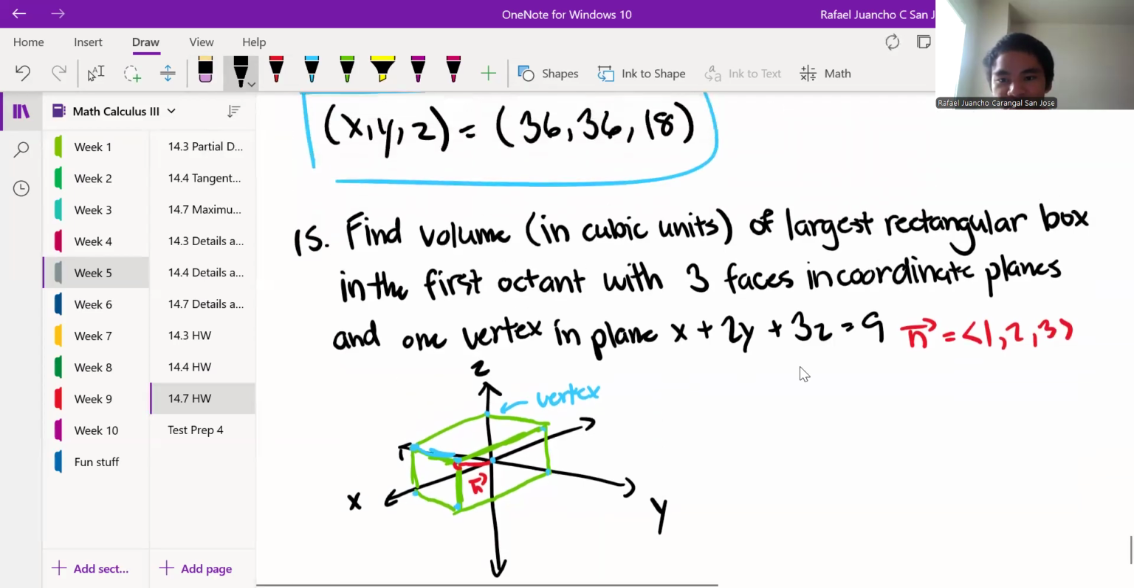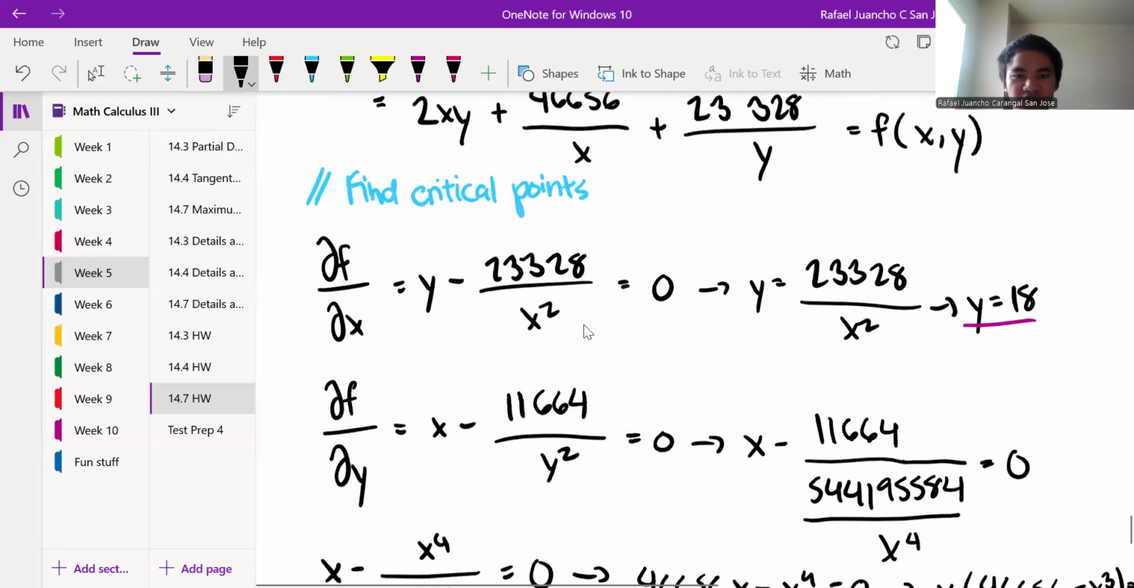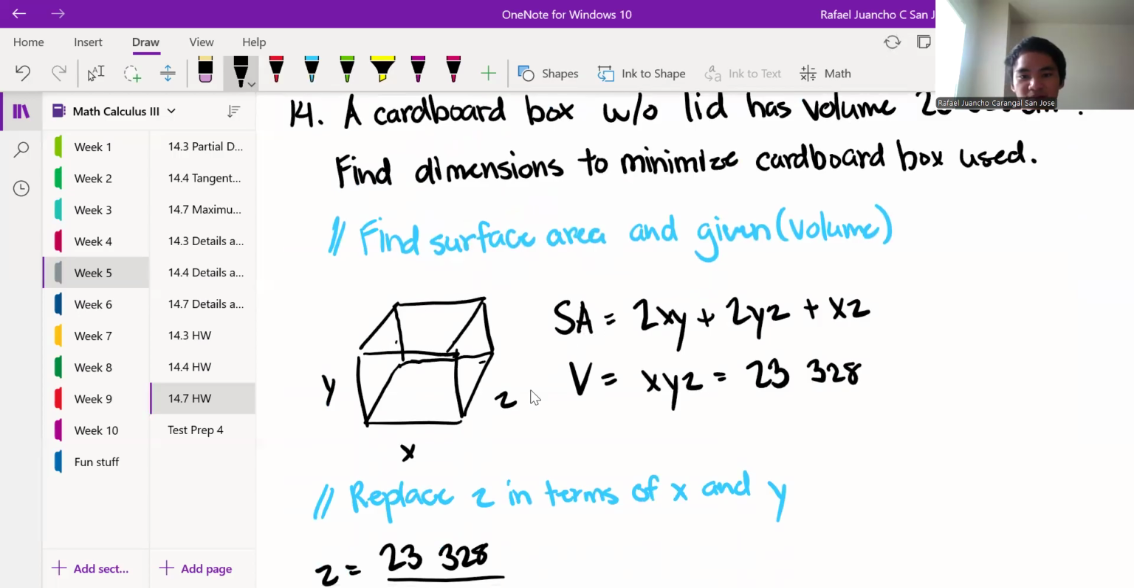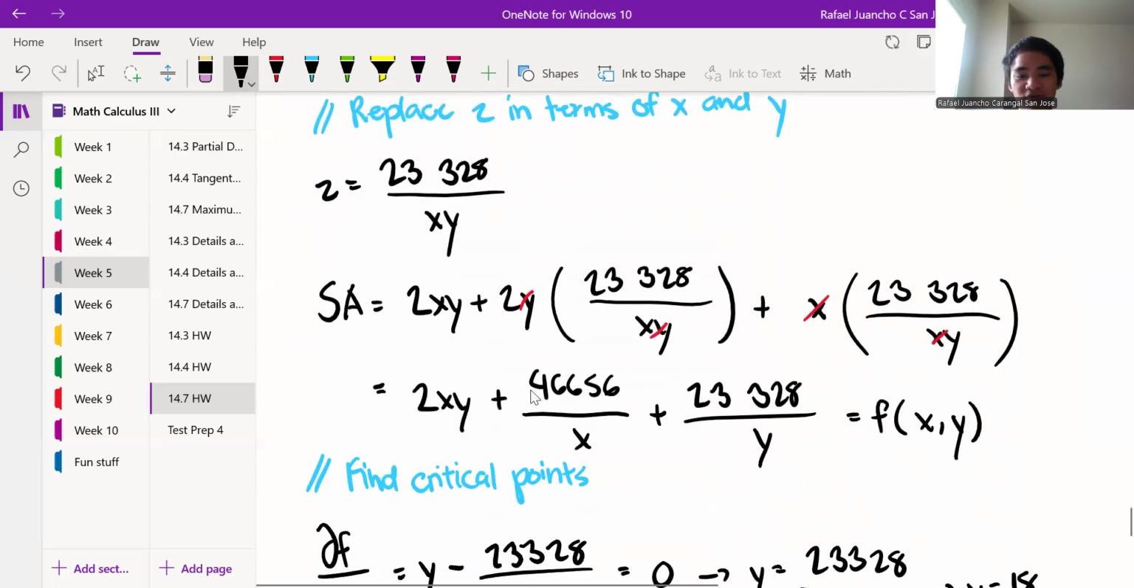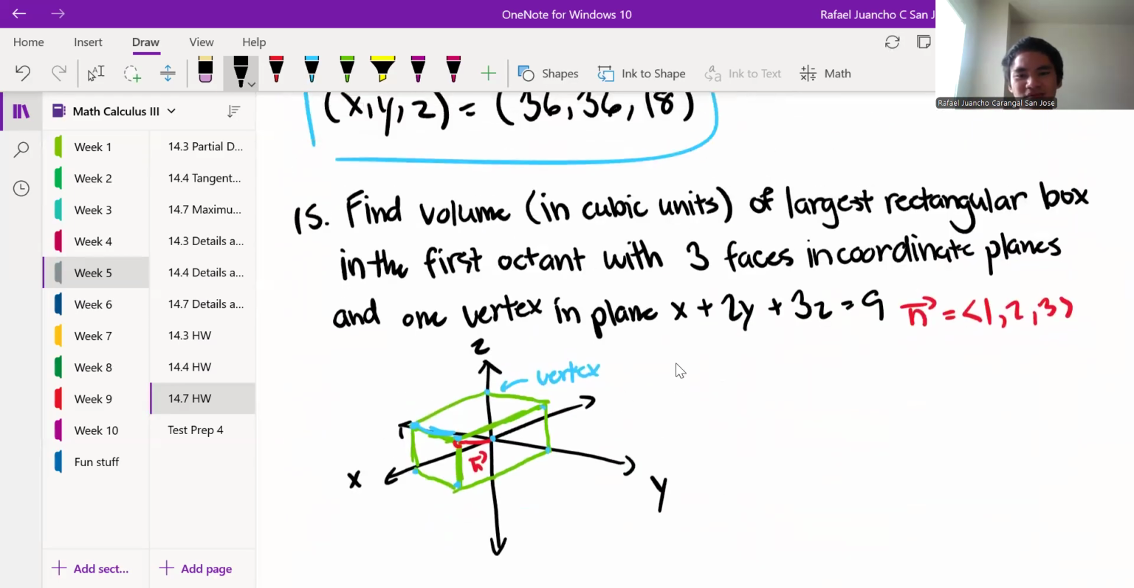Okay, and then after that, what are we trying to find? We're trying to find the volume. What do we need? Based on our previous solving strategies, we can find the surface area and the given volume. So what's the surface area of this rectangle? It has some x, some y.